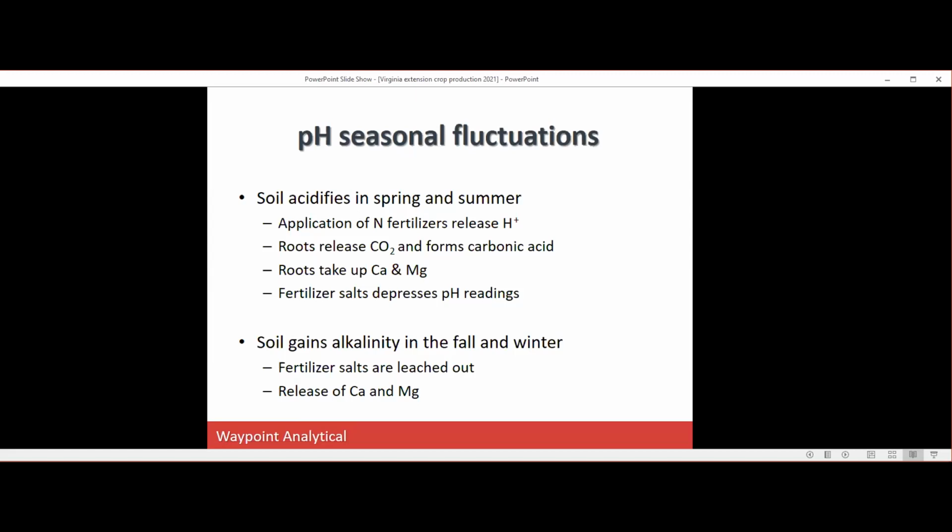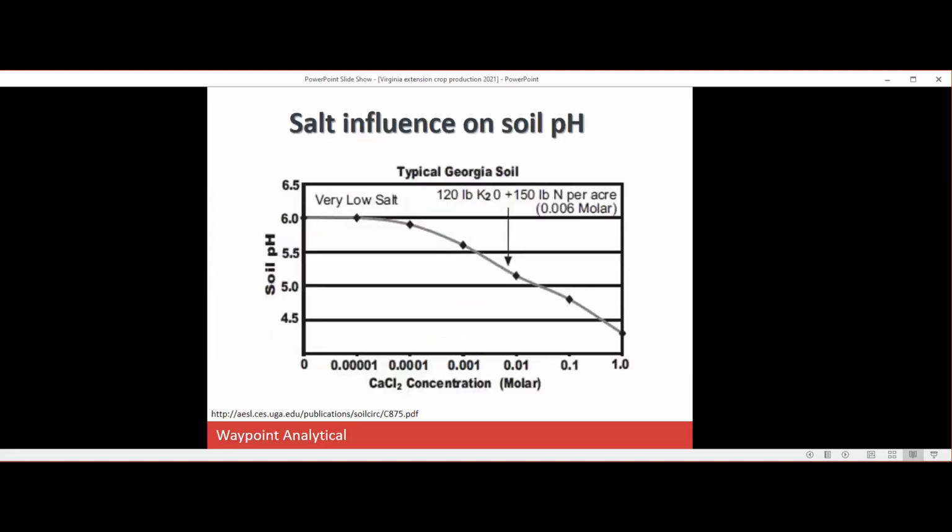When we see the increases in the fall and in the winter, we see a leaching out of the salts, and we also see a release of the calcium and magnesium back into the soil solution, which buffers it and causes the pH to go back up again.